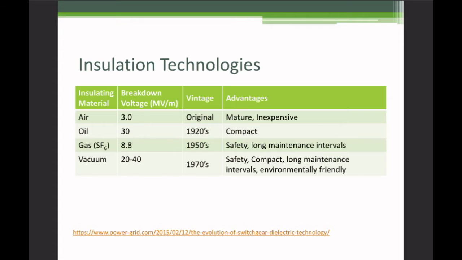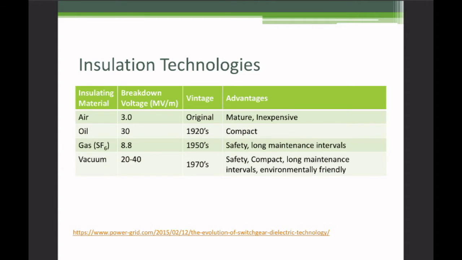In terms of oil-based switchgear, this stuff is obsolete. They don't really manufacture new oil-based gear in any sort of volume, and you're going to mostly see this in legacy stations at older sites.